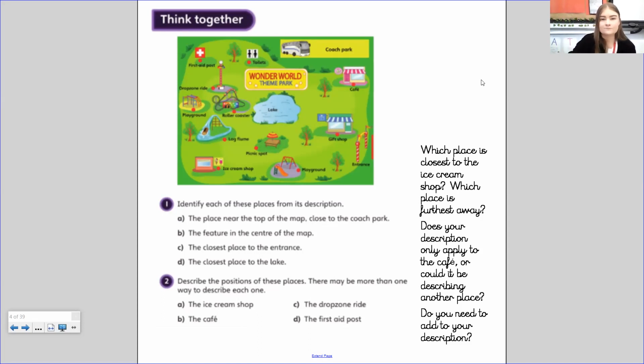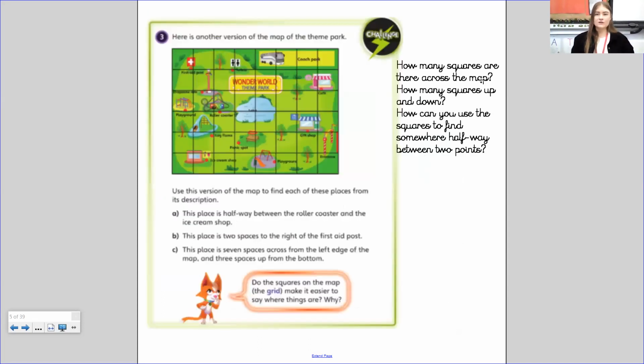Okay, so first of all, how many squares are there across the map? Well, actually, very first question, what's different about this map? It's got all the same places on, but what's different? It's got squares on. So how many squares are there across the map? So across, meaning going left to right. How many across? There are 8. So there are 8 squares across.